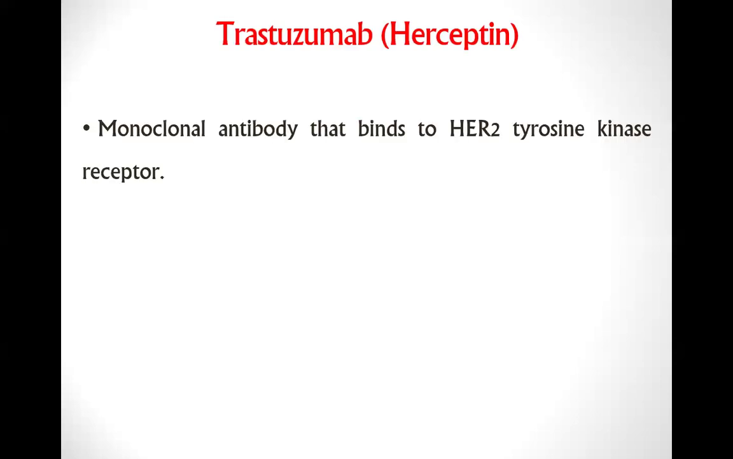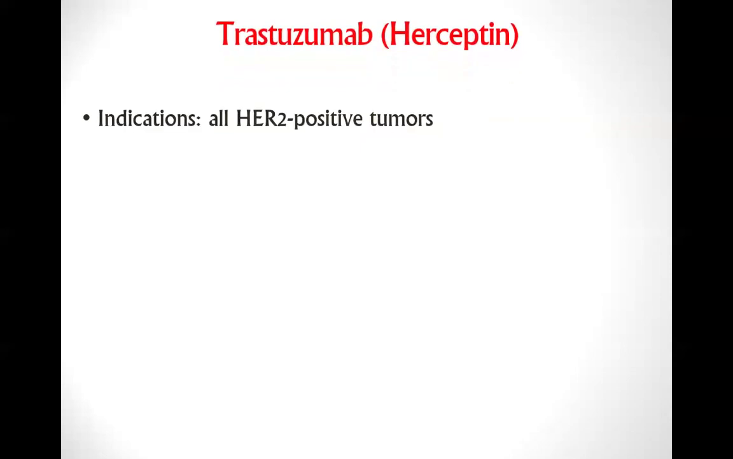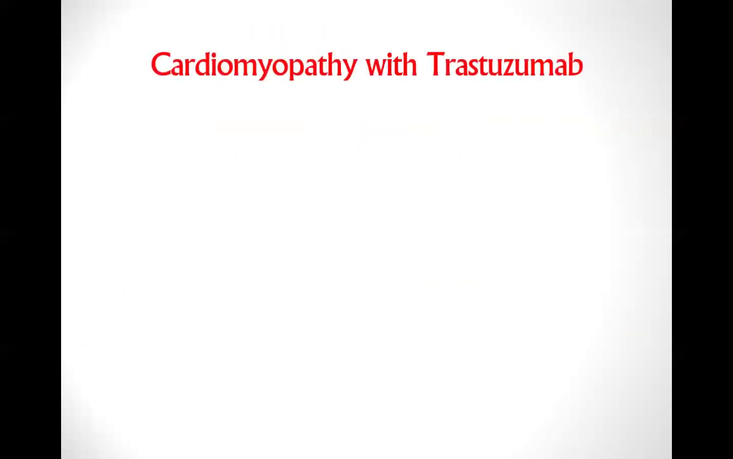First of all, Herceptin, trastuzumab. It is an antibody directed against the HER2 receptor, which is a tyrosine kinase. Okay, are you with me? It inhibits growth of tumor cells that overexpress HER2, which leads to decreased HER2-initiated cellular signaling, increased antibody-dependent cytotoxicity, and decreased tumor growth. It is an antibody directed against the HER2 receptor. Now, I am directly going to, then I will come back again.